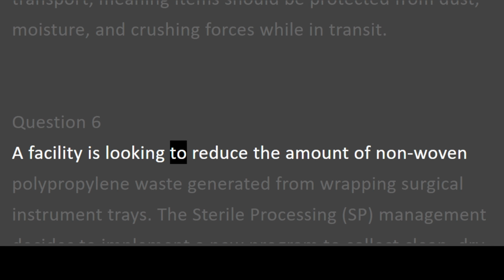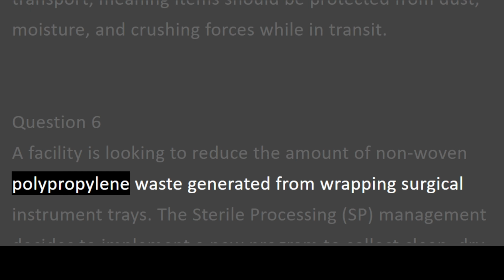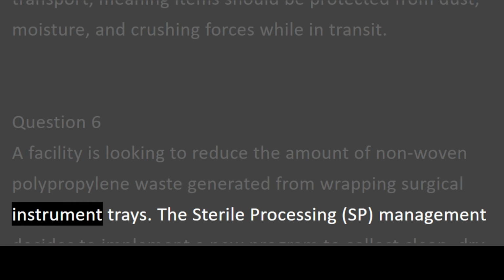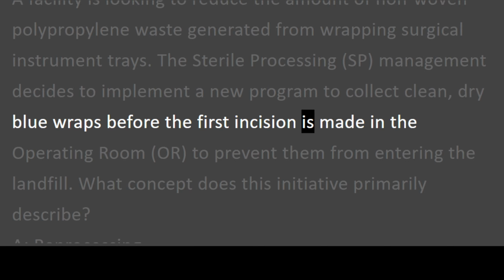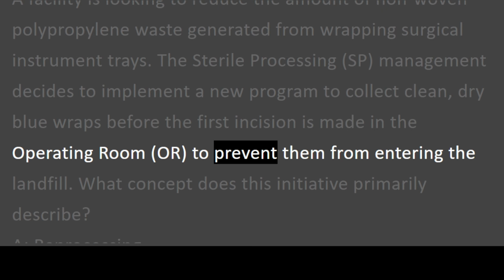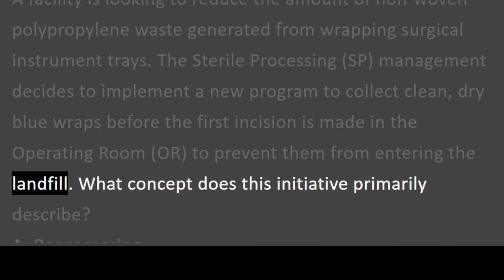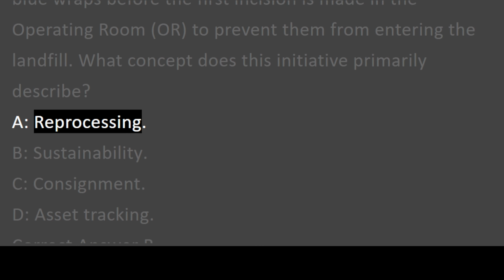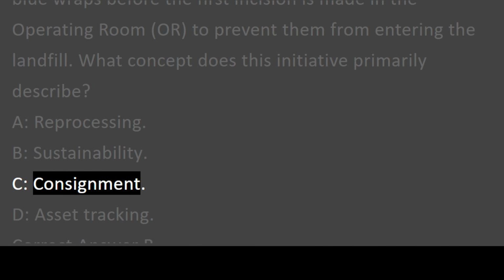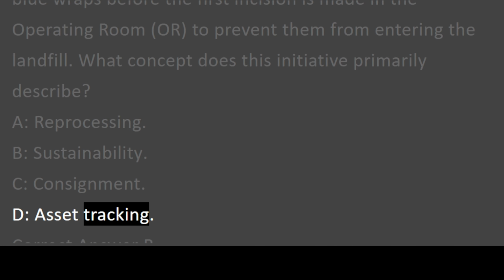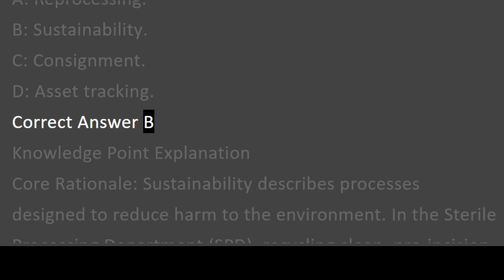A facility is looking to reduce the amount of non-woven polypropylene waste generated from wrapping surgical instrument trays. The Sterile Processing (SP) management decides to implement a new program to collect clean, dry blue wraps before the first incision is made in the operating room, to prevent them from entering the landfill. What concept does this initiative primarily describe? A. Reprocessing. B. Sustainability. C. Consignment. D. Asset tracking. Correct answer B.